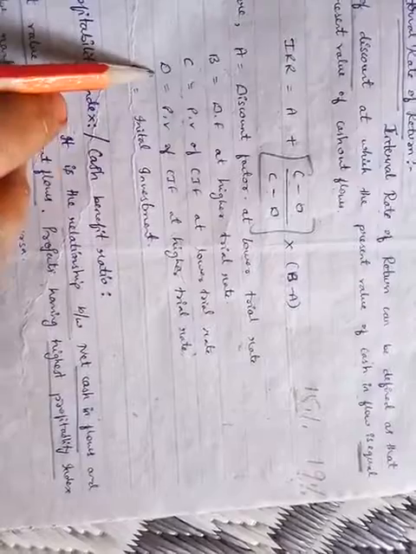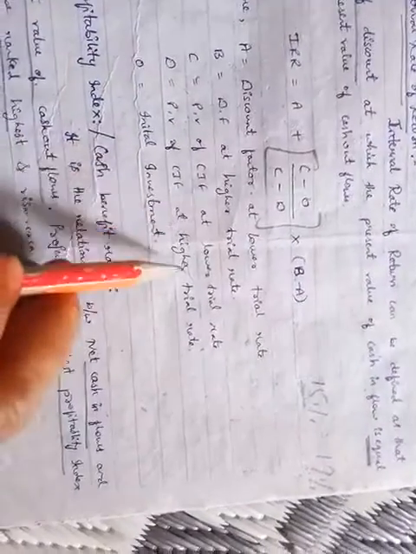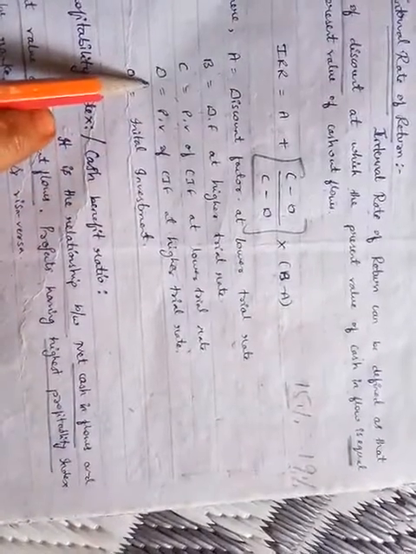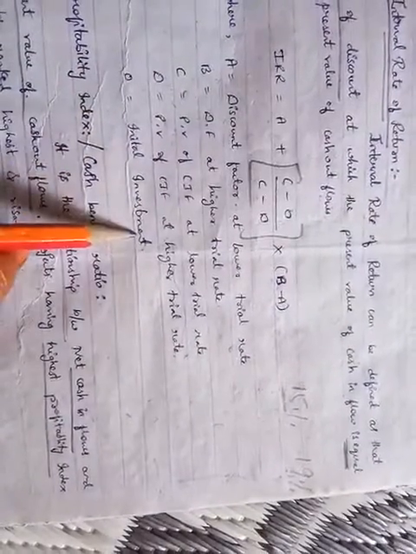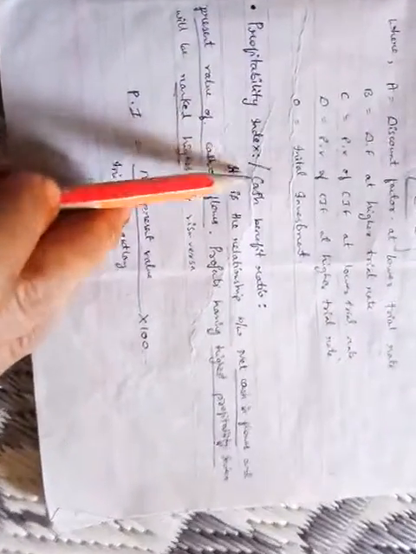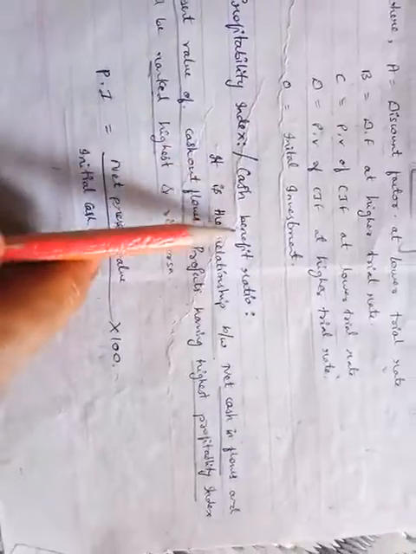In the same way, D is equal to the present value of cash inflow at higher trial rate. At the higher trial rate, we multiply the given discount factors with the cash inflows and calculate the present value, which we call D. Next, O is equal to initial investment. This is about the notations.